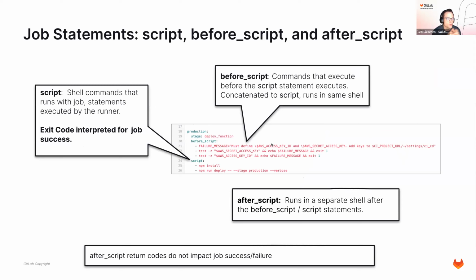Now, if we look at the actual script here, so just called script, this is the script that represents the main logic of our job in here. And the thing with the script command is that the exit code of the script defines if the job is considered successful or not.